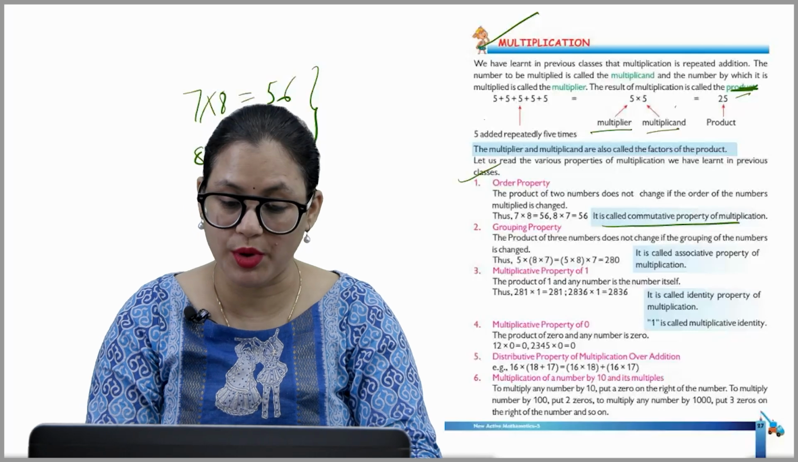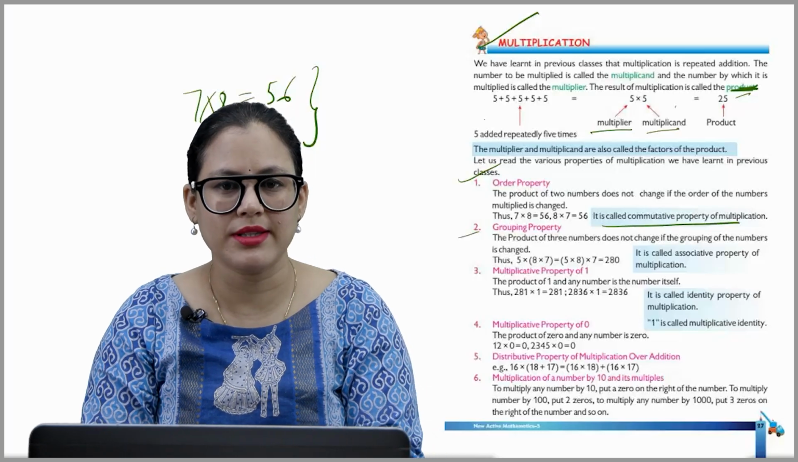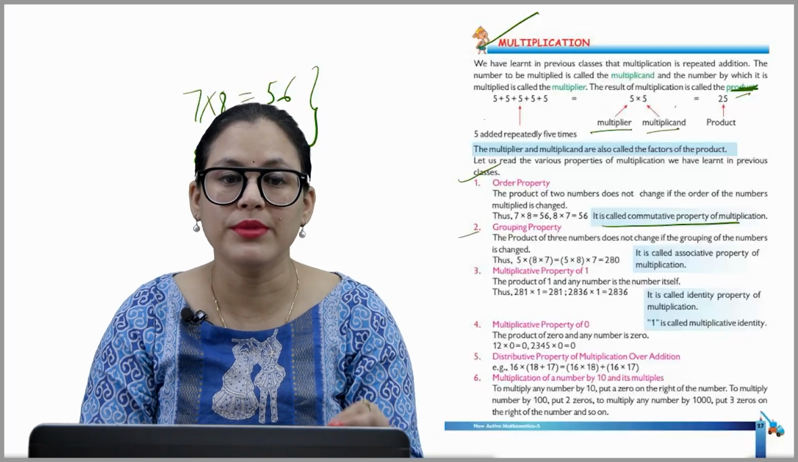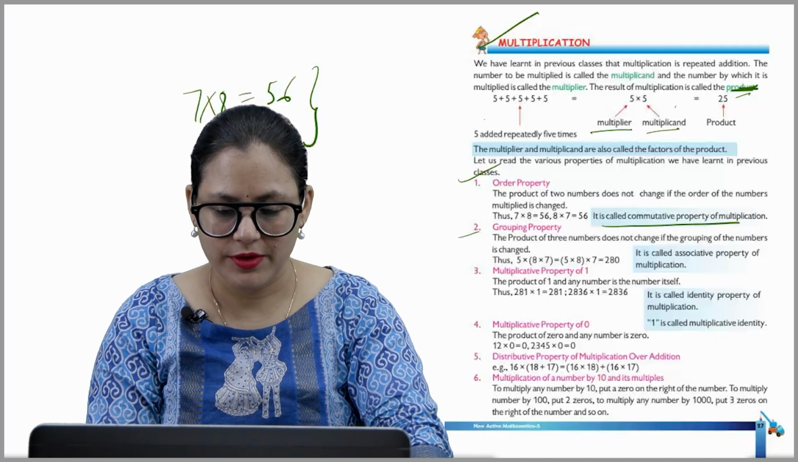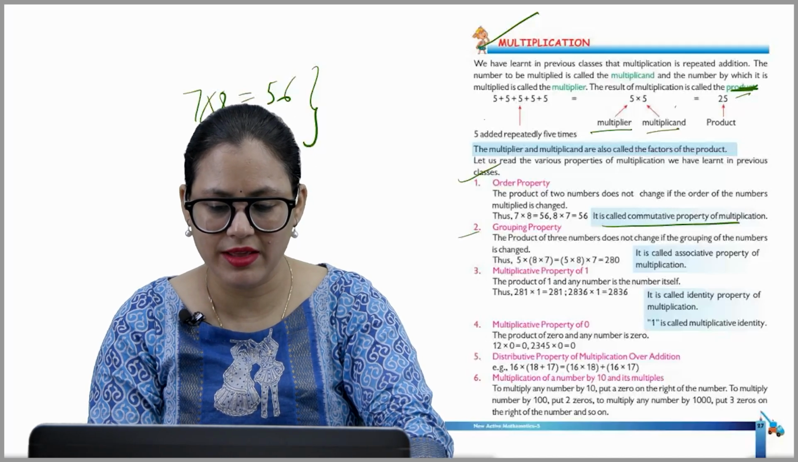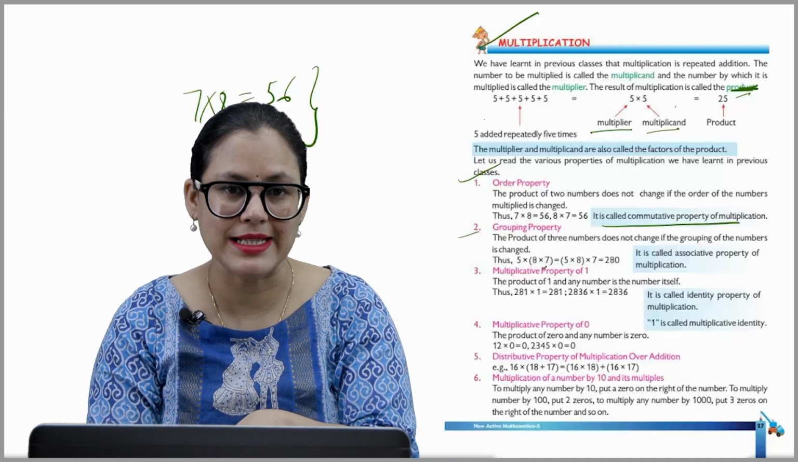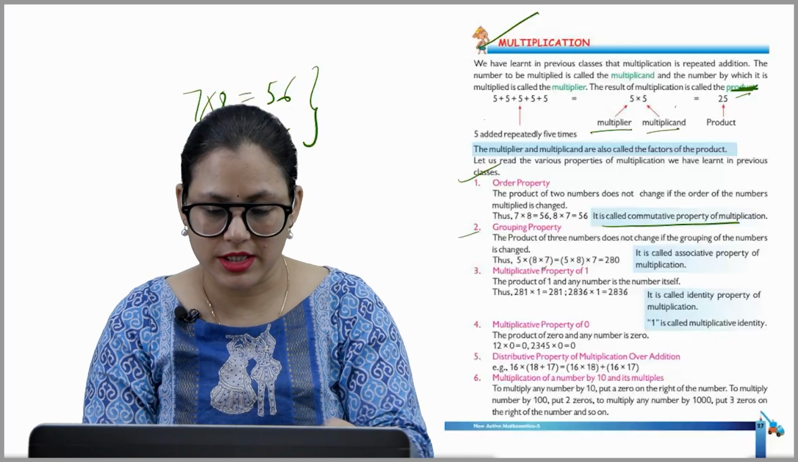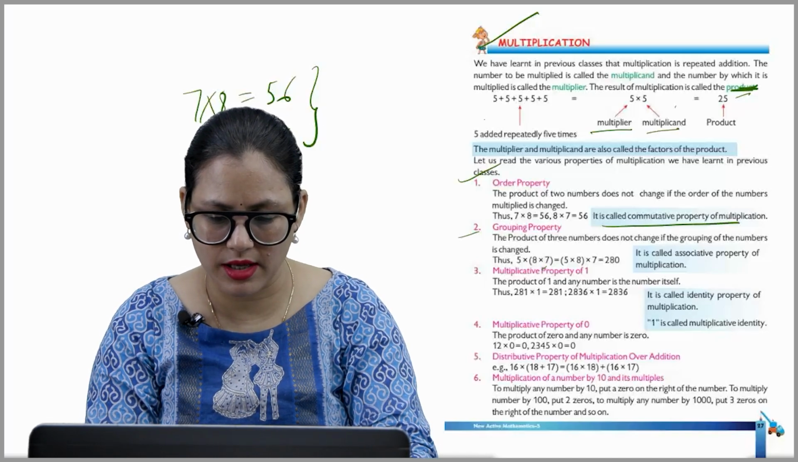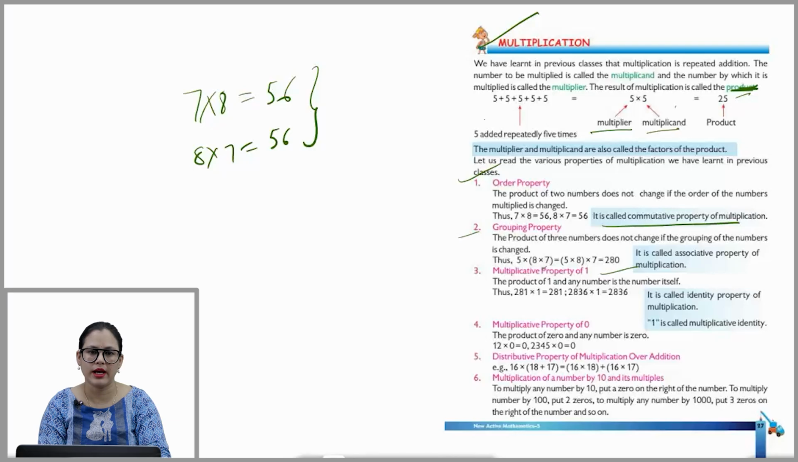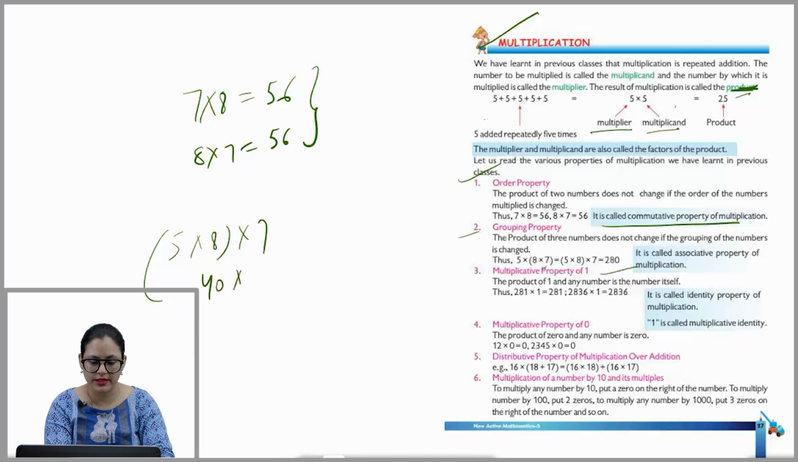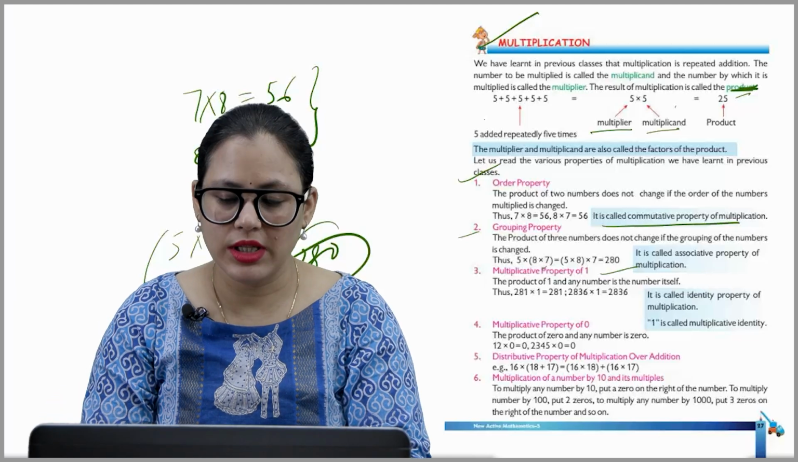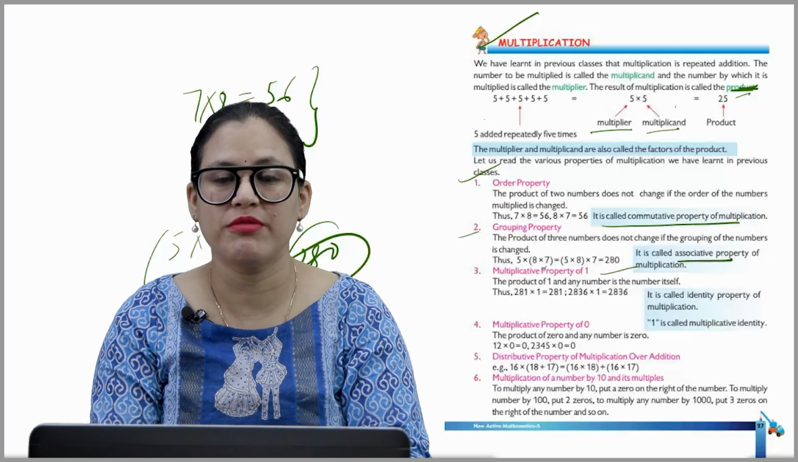This is called the commutative property of multiplication. Number 2 is grouping property. The product of 3 numbers doesn't change if the grouping of the numbers is changed. So, first we will multiply 8 and 7, then we will multiply the product, that is 56 by 5. So, we will get this answer 280. And if we multiply first 5 and 8 and then multiply the product, that is 40 by 7, again we will get the same answer.